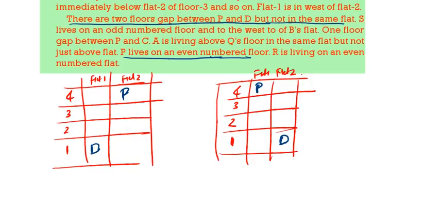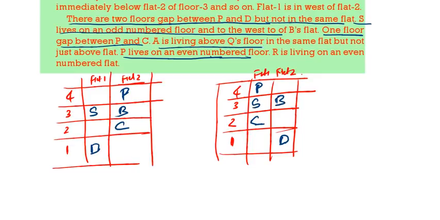Then only 1 floor gap is there between P and C. Between P and C there is 1 floor gap. Here we will write C. Here also we will write C. Then see the next one. S lives on the odd number floor and to the west of B. So S is on odd number 3rd floor and to the west of B. Here also S on the 3rd floor and to the west of B.